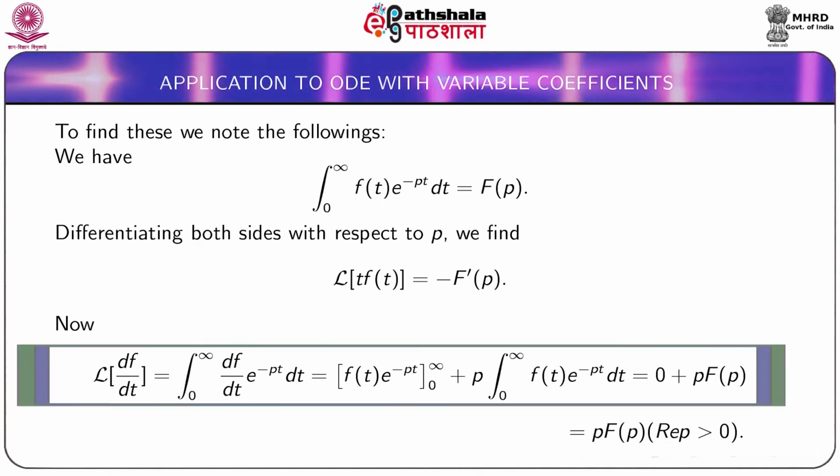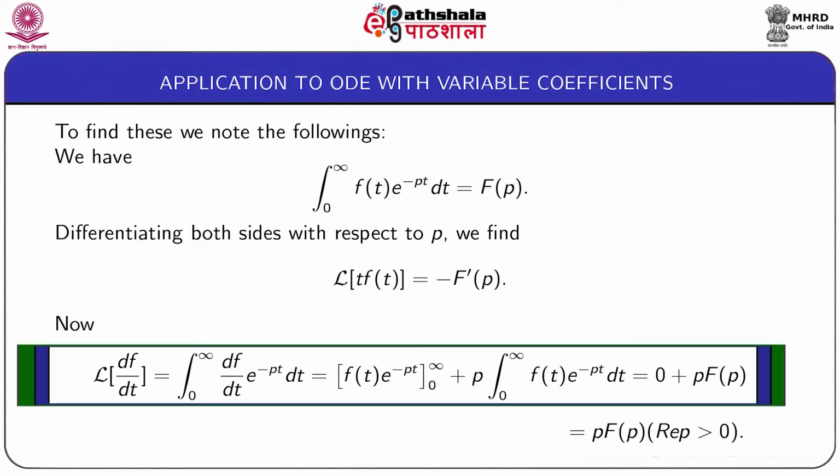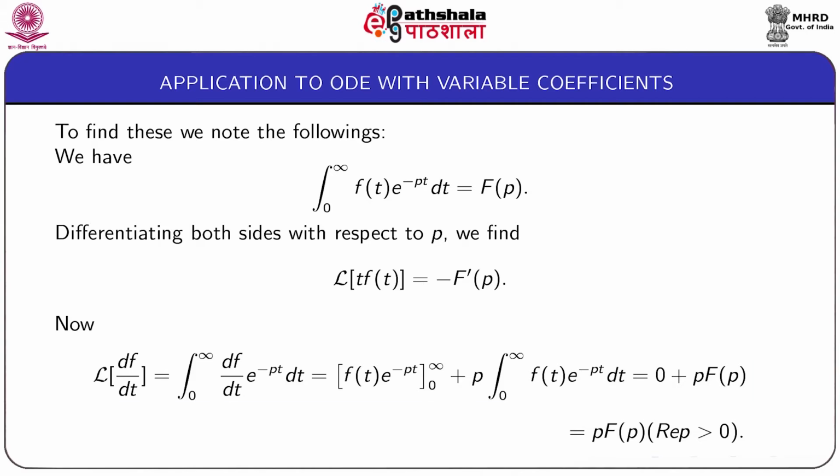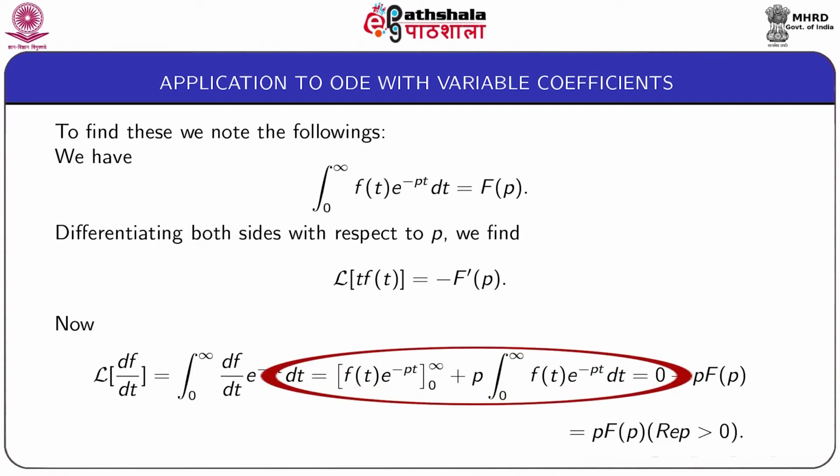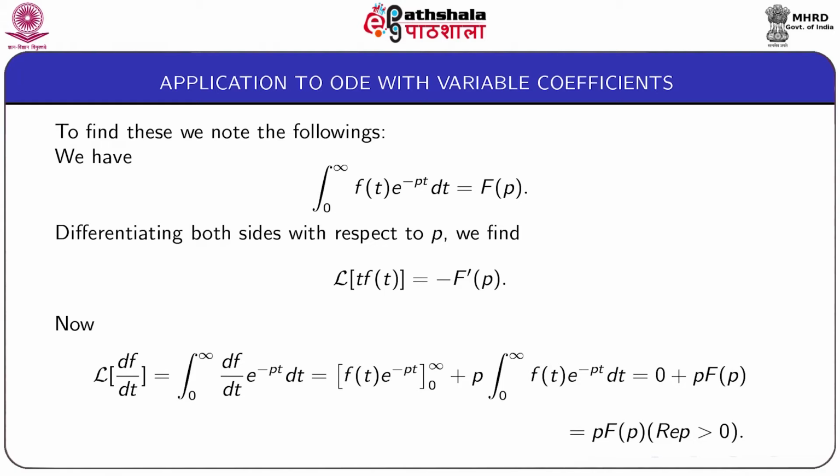So the Laplace transform of t f(t) is given by minus F dash p. Again, the Laplace transform of df/dt is equal to the integral from 0 to infinity of df/dt e to the power minus pt dt. We integrate this by parts so that we get f(t) e to the power minus pt from 0 to infinity plus p into the integral 0 to infinity of f(t) e to the power minus pt dt. Now noting the initial condition that f(0) is 0, we find the Laplace transform of df/dt to be equal to pF(p), where the real part of p is greater than 0.